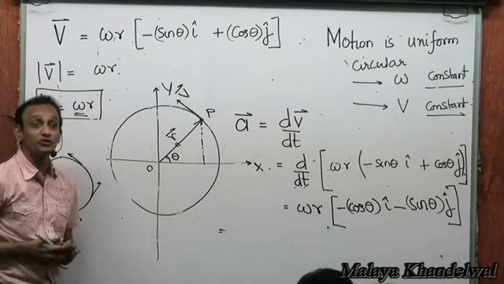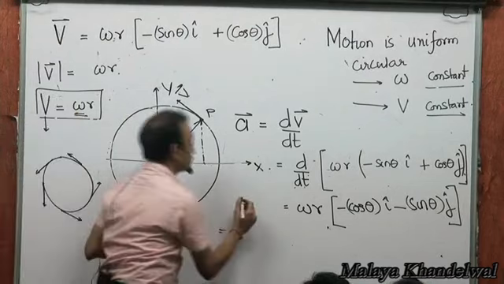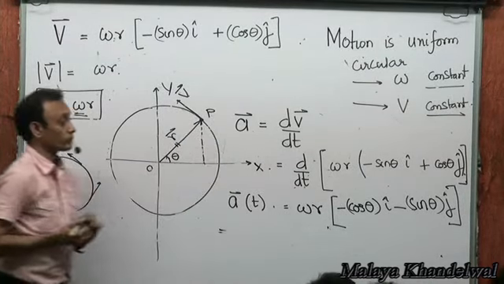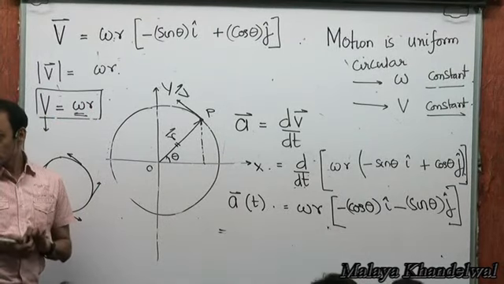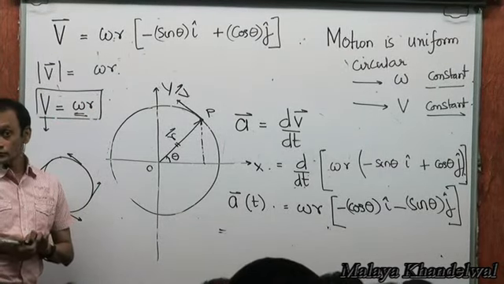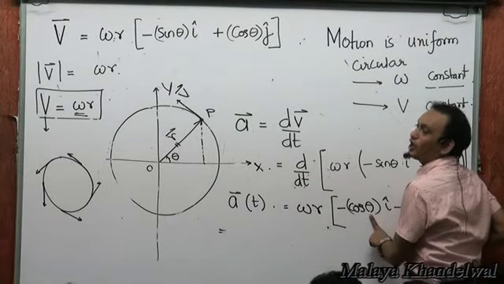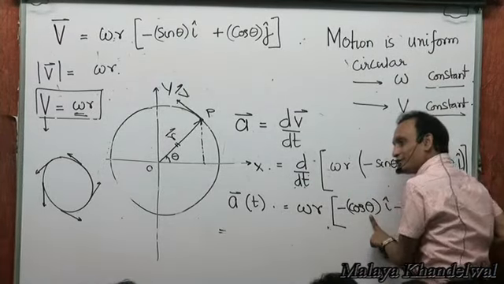That's the acceleration vector of the particle as a function of time. Is it constant? No, because theta is changing with time. So this vector for sure is not constant.